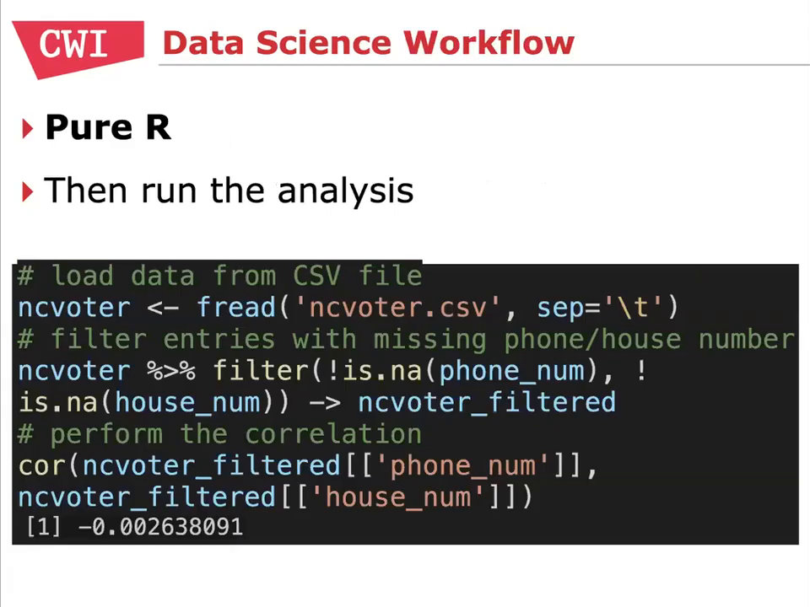Then we filter entries that don't have a phone or house number. You can see this is.na being used there, is not a number, is not existent. We filter all the entries that don't have a phone or house number. And then we perform the correlation. This is just done through the cor function in R. And you can see, well, minus 0.002, it's not a strong correlation. So it's basically random. There's no actual correlation between a phone number and a house number. Surprise.